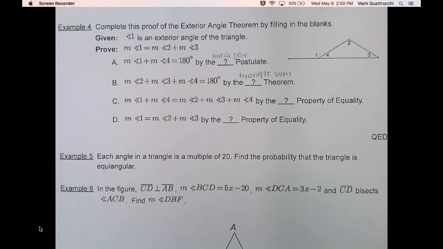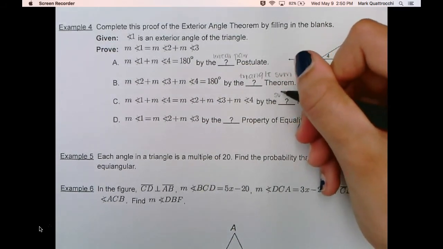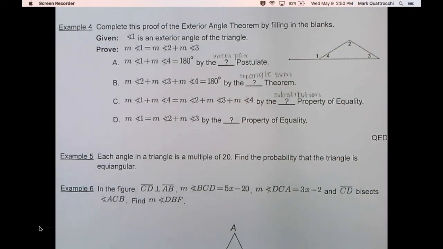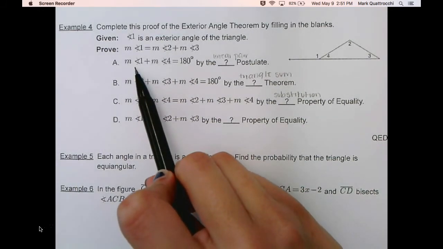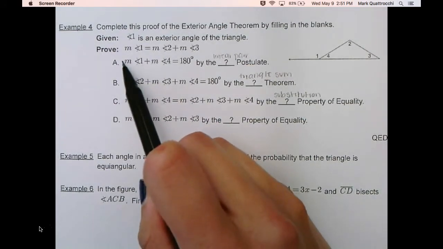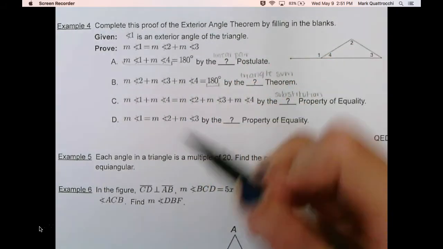For C, measure of angle 1 plus measure of angle 4 equals measure of angle 2 plus measure of angle 3 plus measure of angle 4 by the substitution property of equality. And so we basically just substituted this here into 180. So we substituted this portion here.